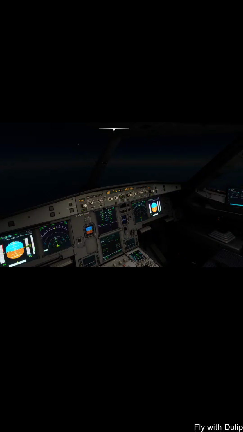And we are enforcing the maximum vertical speed for high speed approach.